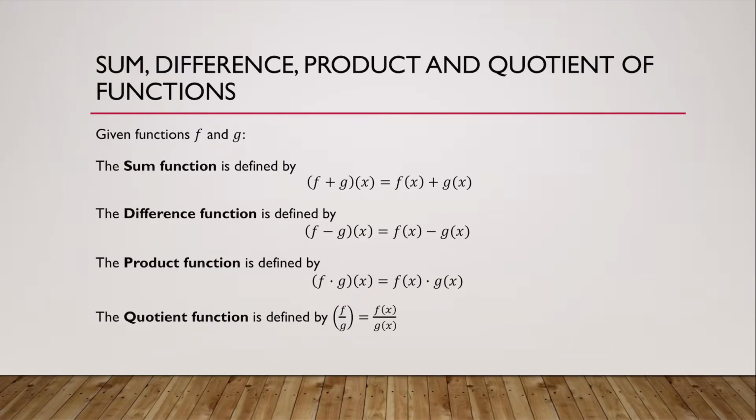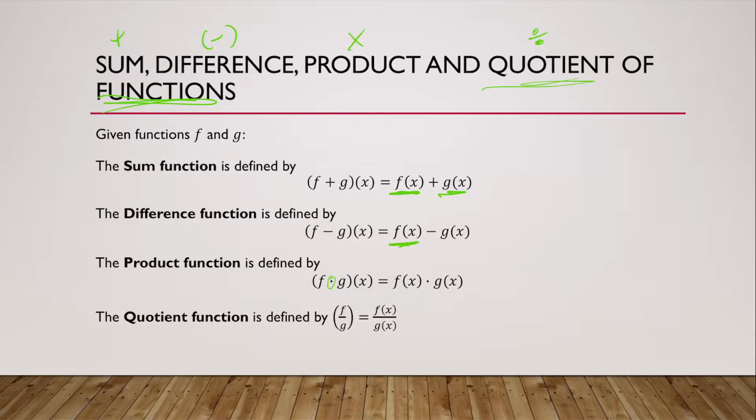Next, let's talk about sum, difference, product, and quotient of functions. So remember, sum means addition, difference means subtraction, product means to multiply, which we're going to represent with a little dot, and quotient is a fancy word for division. What's really nice is you can just go ahead and directly add, subtract, multiply, and divide functions, as long as they are a function. You have to verify that they meet the criteria of being a function first. So the sum function, you just go ahead and add.